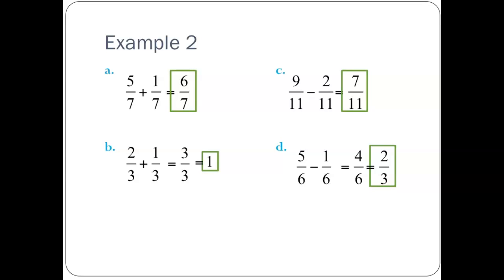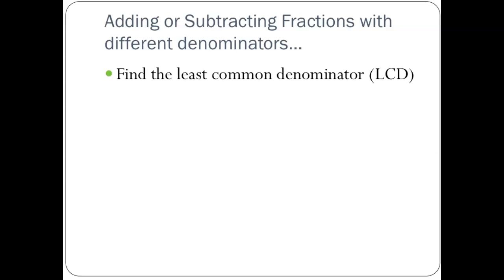Okay, now let's talk about adding and subtracting fractions when you have different denominators. So the first thing you're going to need to do is find the least common denominator. We can also call that the LCD. This is the smallest number that both denominators will go into evenly. So it's going to be a larger number than the denominators that you have, but both numbers can go into that number evenly.